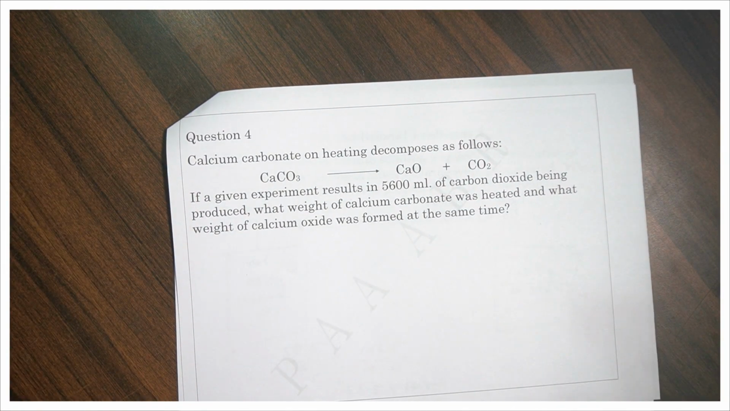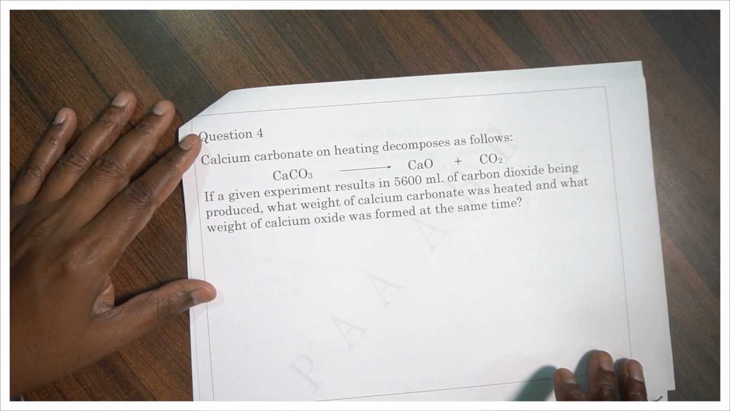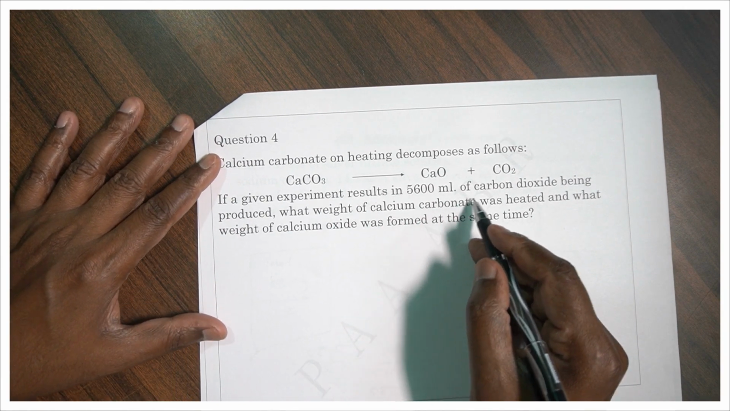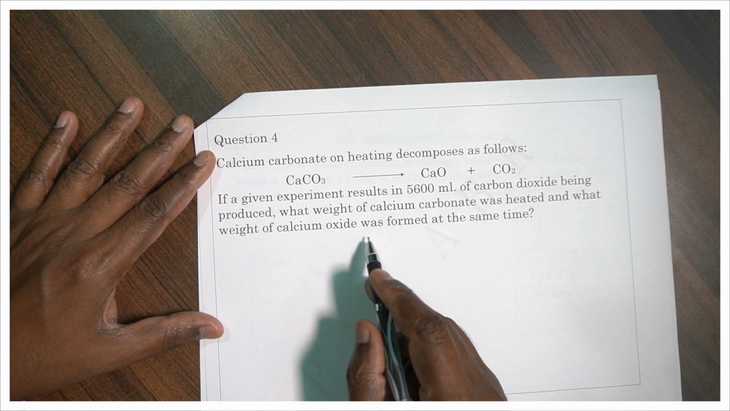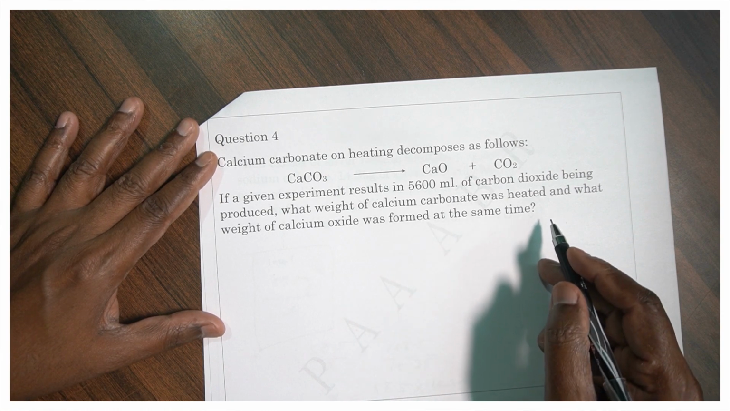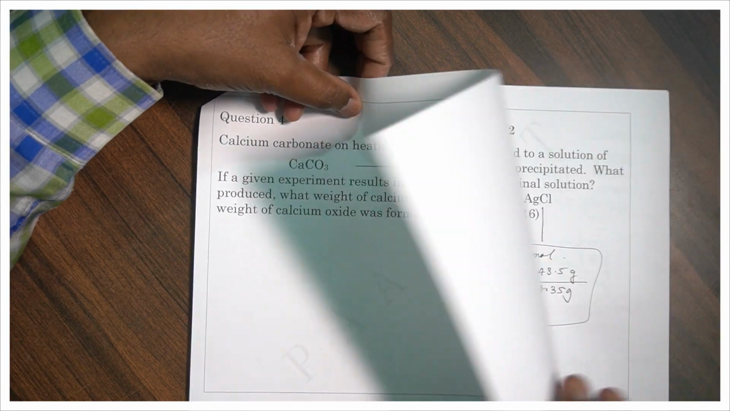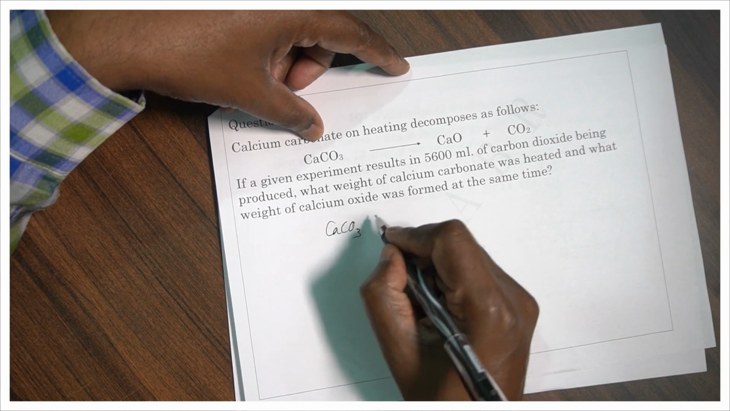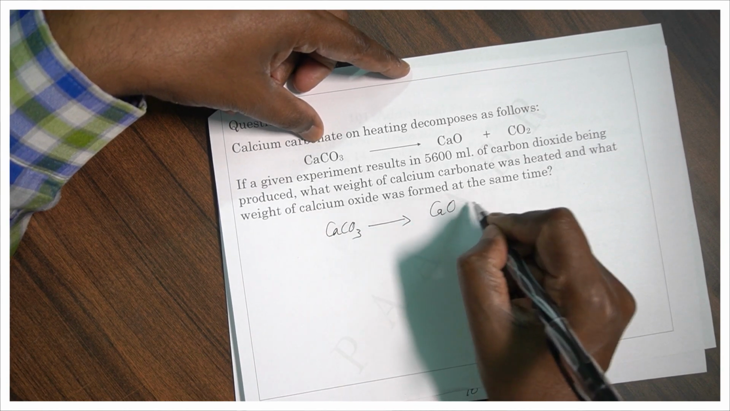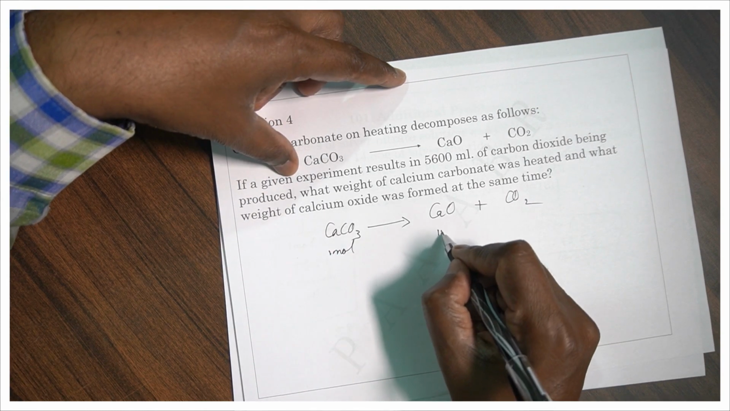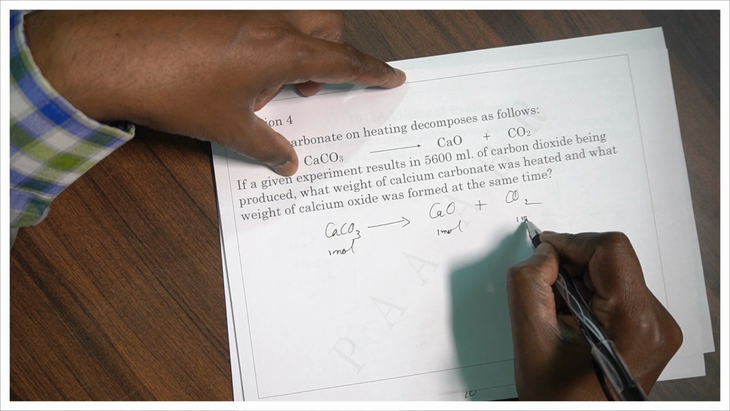The next question. Calcium carbonate on heating decomposes. In a given experiment, 5600 ml of carbon dioxide is produced. What weight of calcium carbonate was heated and what weight of calcium oxide was formed at the same time? Okay, so let us see this question. CaCO3 gives CaO plus CO2. 1 mole, 1 mole and 1 mole.